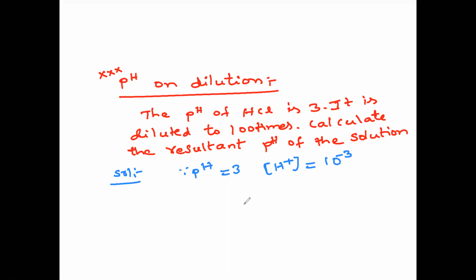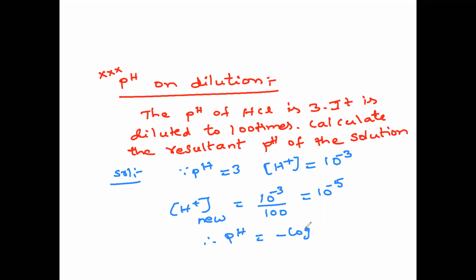And it is diluted 100 times. So the new H plus concentration after dilution is 10 to the power of minus 3 by 100. So it becomes 10 to the power of minus 5, because it is diluted 100 times. Therefore, the pH of the resultant solution is equal to minus log 10 to the power of minus 5, which is equal to 5.